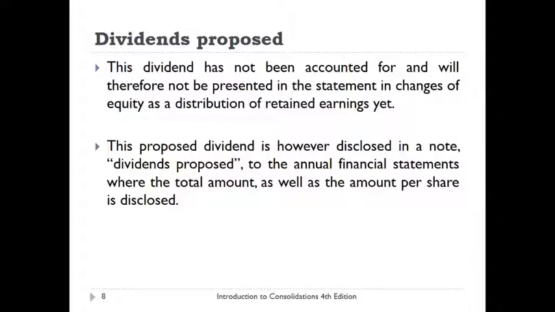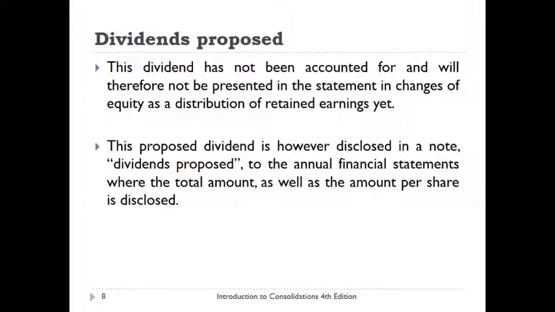The first date is the dividends proposed date. On this date, a possible dividend declaration is proposed by the directors of a company. This dividend has not yet been approved, and there is no present obligation on the entity to pay this dividend. This dividend is not yet accounted for and is therefore not presented in the statement of changes in equity as a distribution of retained earnings. This proposed dividend is, however, disclosed in a dividends proposed note to the annual financial statements, where the total amount as well as the amount per share are disclosed.